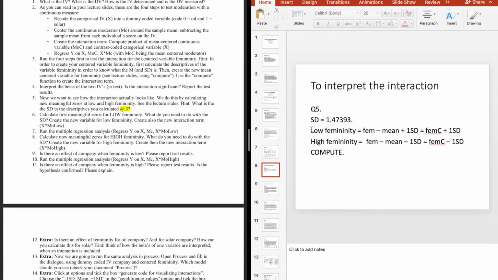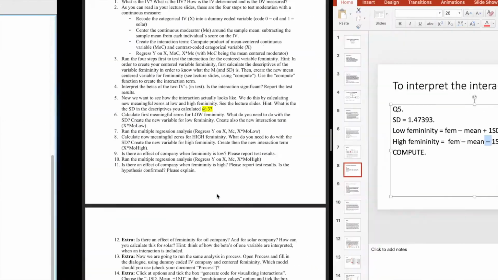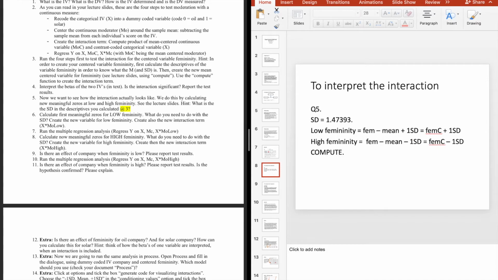And for you to compute the low femininity, we use the centered femininity plus 1 SD. And if you're good at math, you know why. But if you don't, check your slides, and it doesn't really matter whether you know the reason or not. Just remember, when you want to compute the low femininity, you have to plus 1 SD. This is counterintuitive, I know. And for high femininity, when you want to compute it, you minus 1 SD, okay? Let's quickly do this, and we name it as low and high, okay?